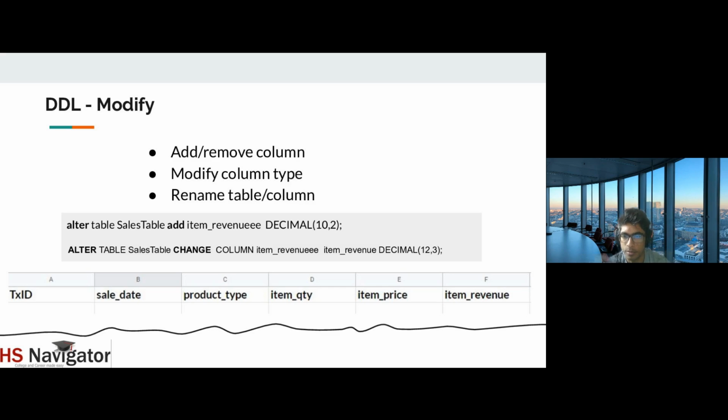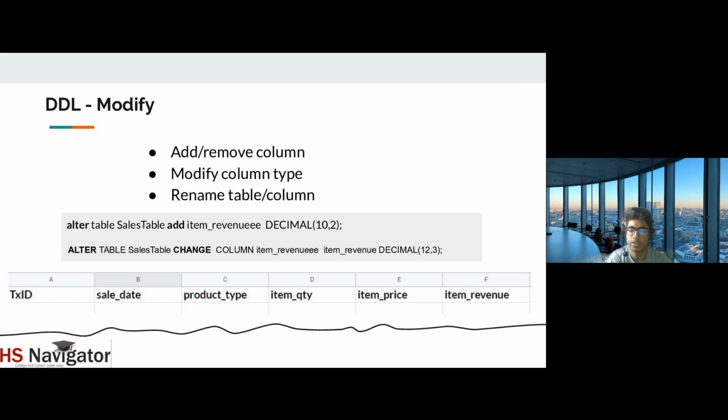But then we can also modify an existing column. For example, if we spelled revenue wrong and we want to modify that, we can use the alter table command, select the table once again, sales table, and now we'll be using the change function. And now we'll be writing what we want to be changing, which is column item revenue. And now what do we want to change it to? We want to change the item revenue spelled correctly, and maybe you want to add another decimal point and make the number of digits longer.